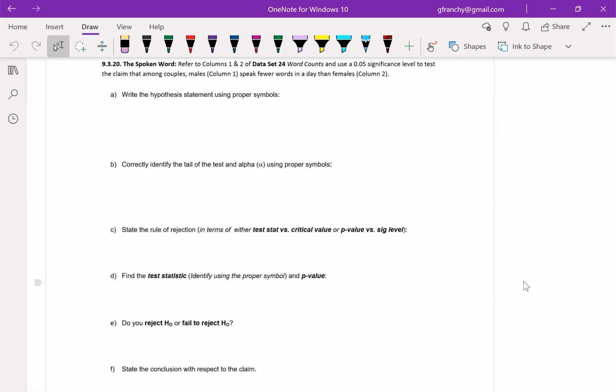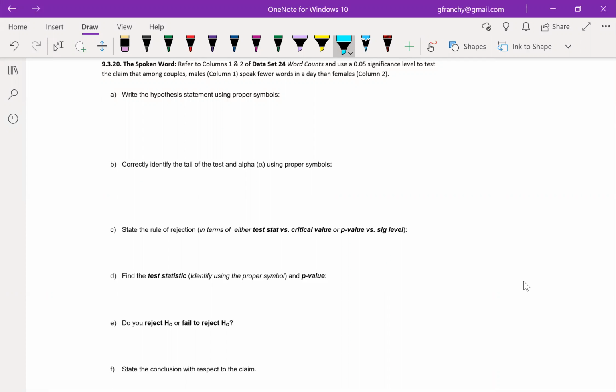Okay, we're going to take a look at number 20 out of 9.3. This says, referring to columns 1 and 2 of dataset 24 word counts, use a 0.05 significance level to test the claim that among couples, males speak fewer words than females. So we saw a similar problem to this back in 9.2, which involved independent samples.